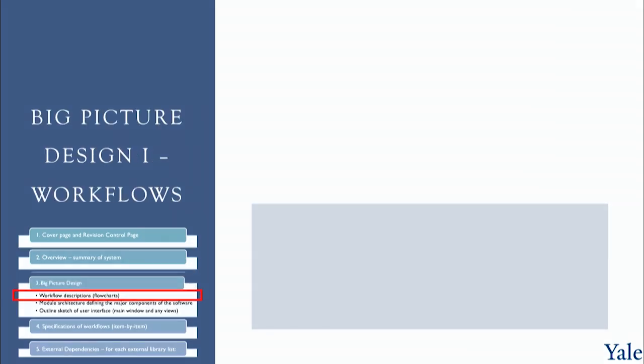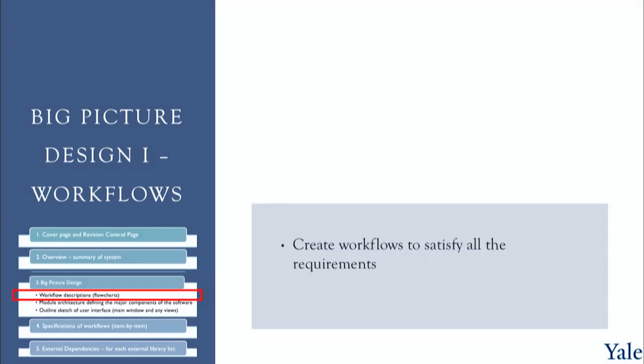The next step now is to think about the big picture design, and we'll break that into three steps. The workflows, which are flowcharts, the module architecture, and then an outline schedule of the user interface. So let's start with the workflows. The workflows, think of them as the design that faces towards the user, from the user's point of view. We create workflows to satisfy all the requirements, and we create flowcharts to describe this.